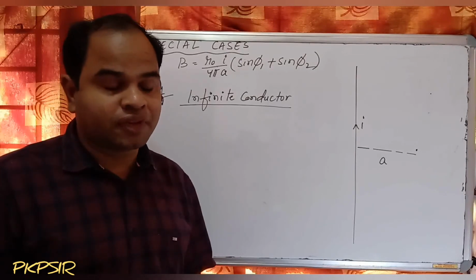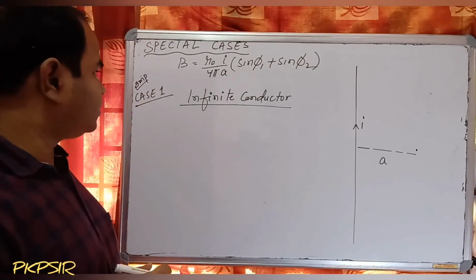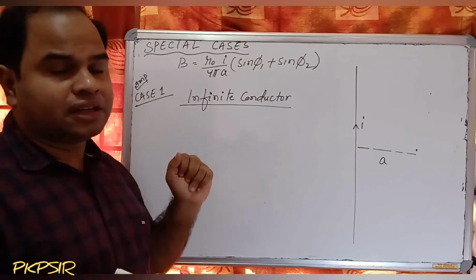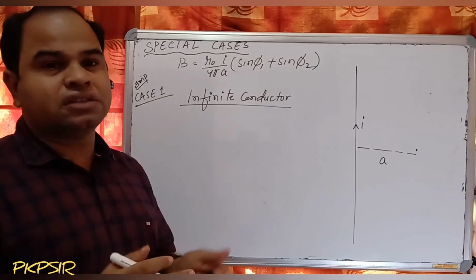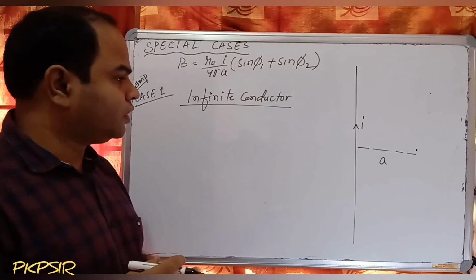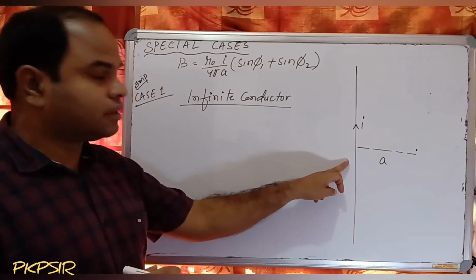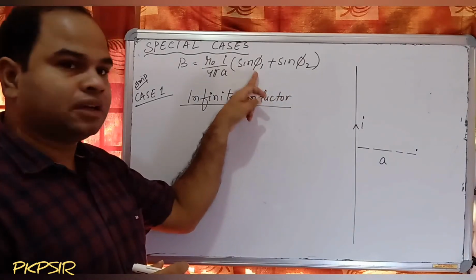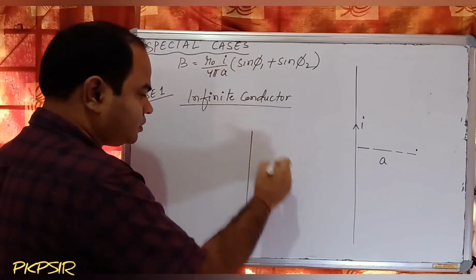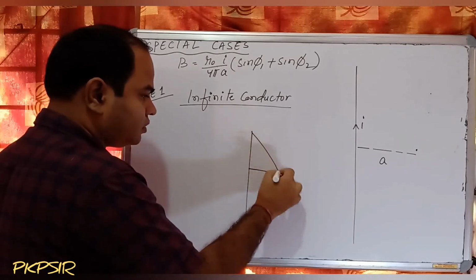Now the special cases. The first special case is the infinite conductor. If you take an infinite conductor, what is the magnitude and what is the direction? For an infinite conductor, we had this as your phi 1.